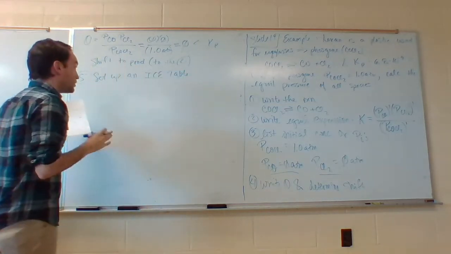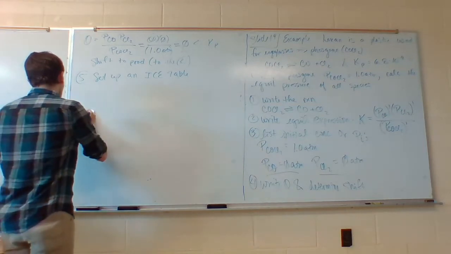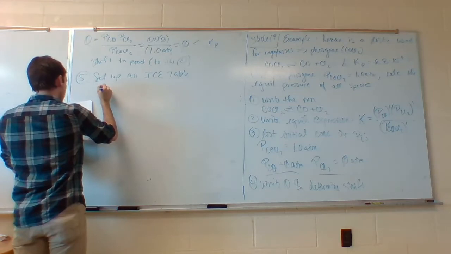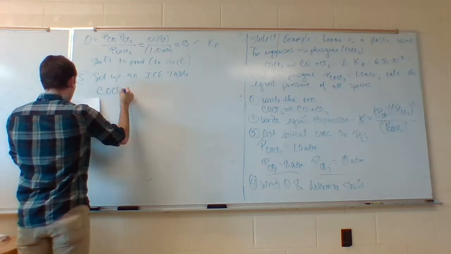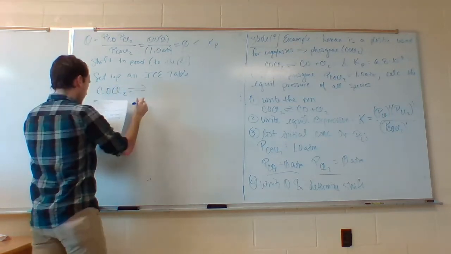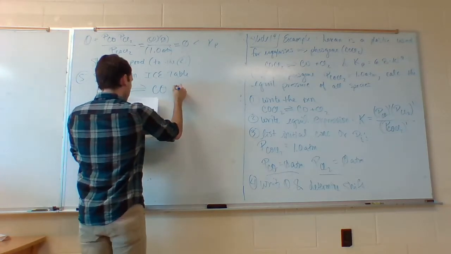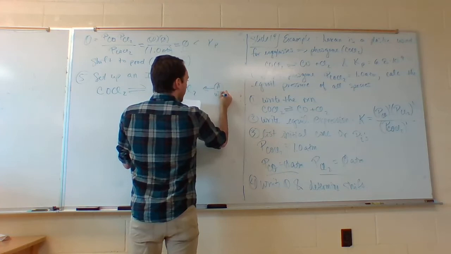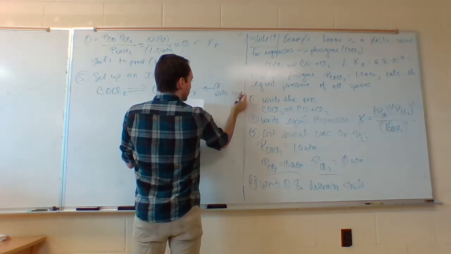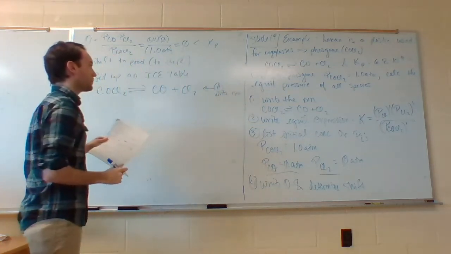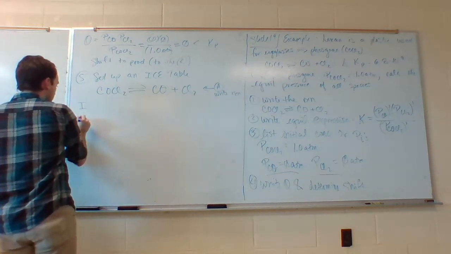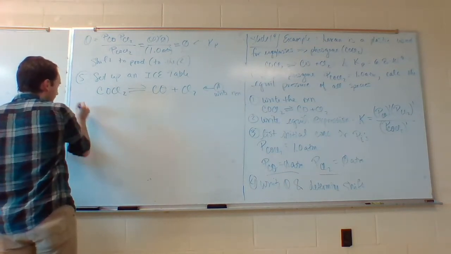Okay? Now, when you set up an ice table, first thing you do is to write the reaction. So we've got COCl2 in equilibrium with CO plus Cl2. This is step A. Write the reaction. Okay? Now, the next thing that you're going to do is you're going to fill in lines that say I, C, and E.